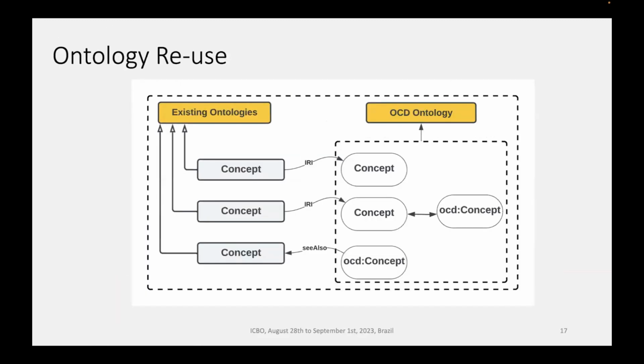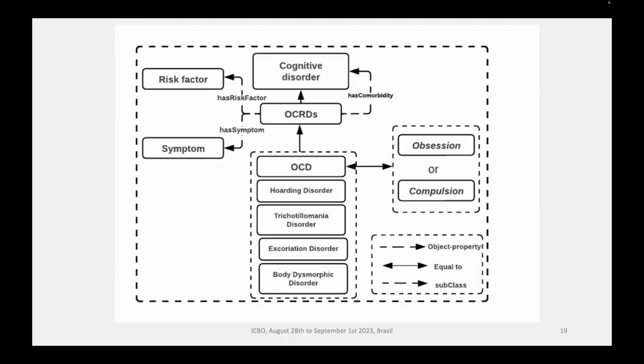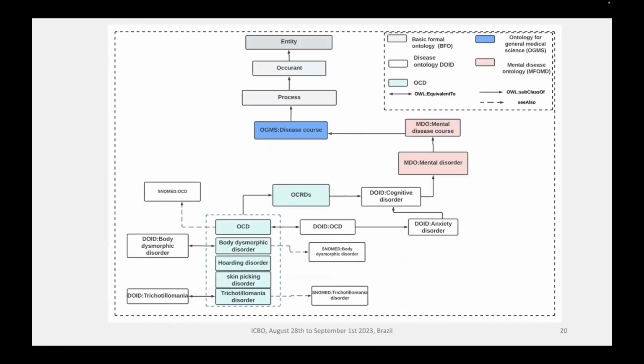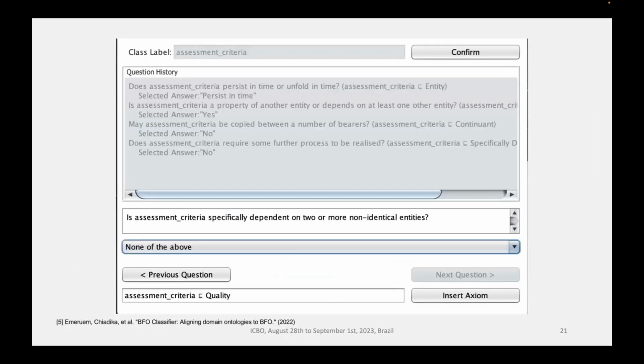The third strategy is when a concept exists in an existing ontology, but the concept lacks semantic and textual definitions. We like to keep a link to that concept using the annotation property seeAlso, and this happens in the case of referring our concept to SNOMED CT. So here we refer OCD to SNOMED CT using the seeAlso annotation property.